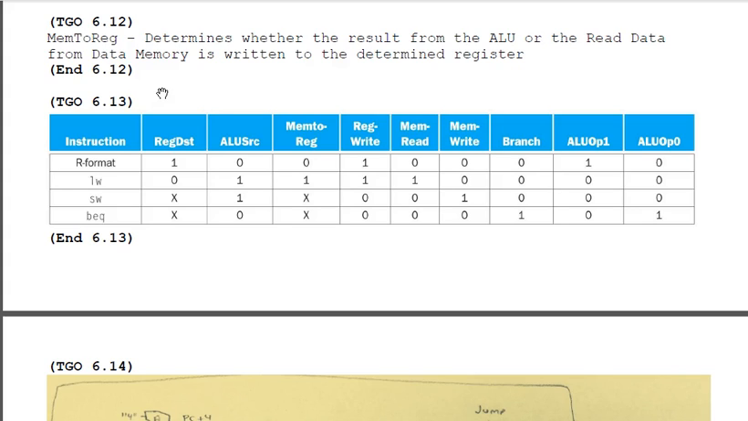So why are store word and branch equivalent? These are X's, which means they're don't cares. Why don't I care what the value of register destination is in this case? Remember, register destination is determining which value we're going to be writing to a register, correct? Store word's going to data memory. Exactly right. Store word's going to data memory. What about branch? Am I updating the registers for branch instruction? Do I update the registers for branch instructions? I'm doing a comparison and I'm using that to go to a different instruction address, correct? Am I updating the registers at all? So I'm not going to be writing to the registers. That's what register destination is.